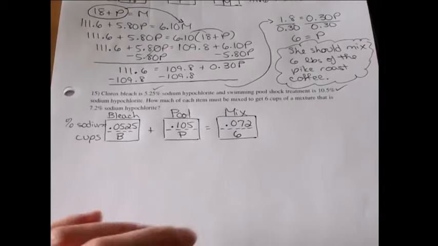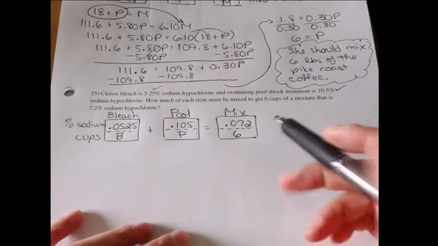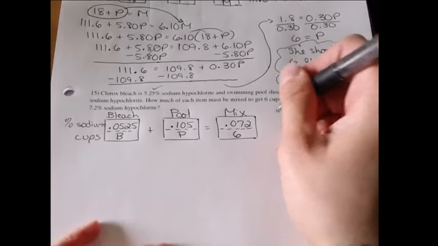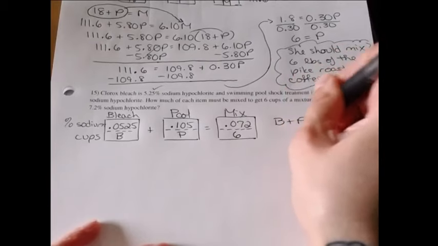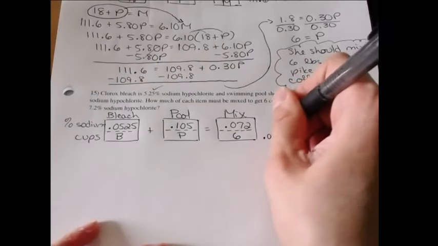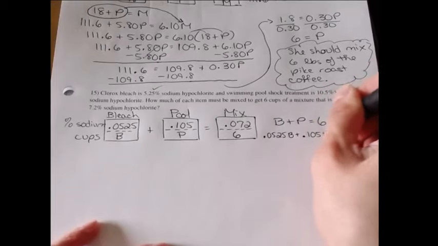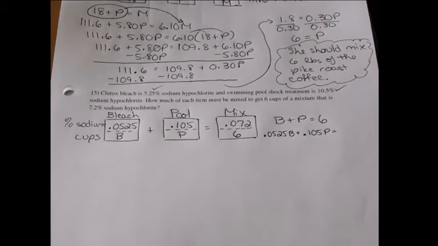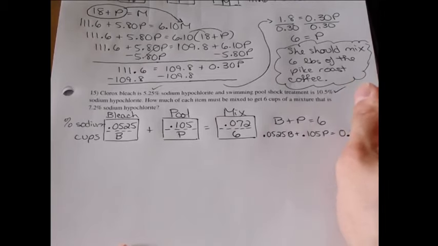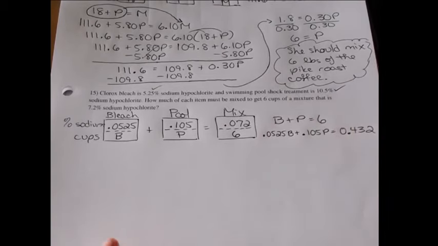All right, so let's see how you guys did. You should have had 2 equations. The first equation dealt with just the weight, so B plus P is equal to 6. And your second equation deals with the values, so 0.0525B plus 0.105P is equal to, now let's take the 0.072, multiply by 6, because remember value is concentration times amount, and you should have had 0.432. Hopefully you guys agree with that. Be very careful.